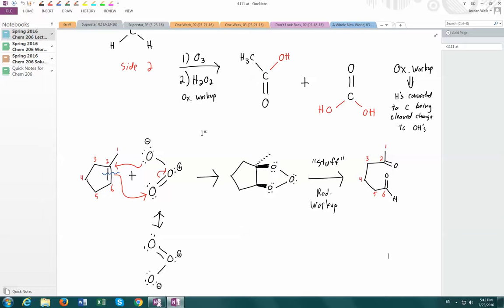As far as I know, there might be some modifications to the equation where you can end up with something else in addition to the reductive or oxidative workup. There might be other types of workup that you will figure out, but I don't know. Okay, so we'll always assume that it's going to end up as a CO double bond.